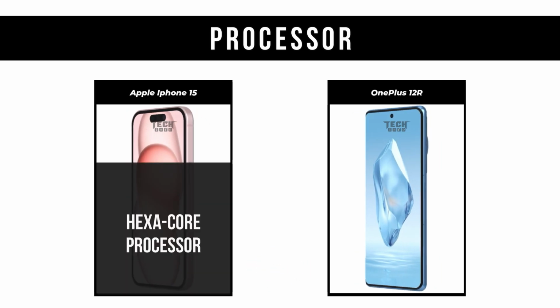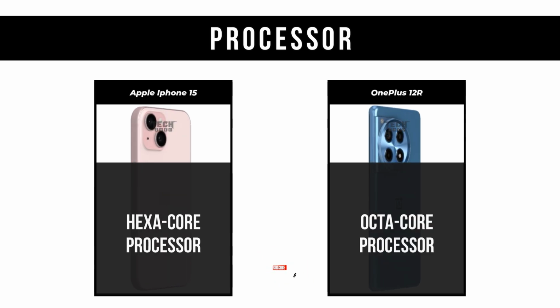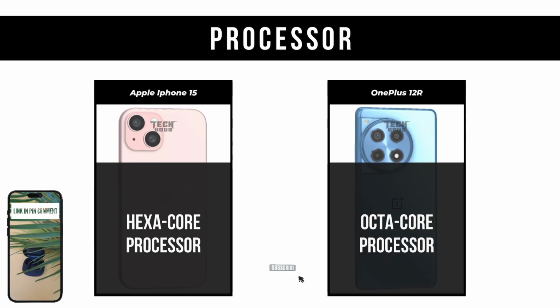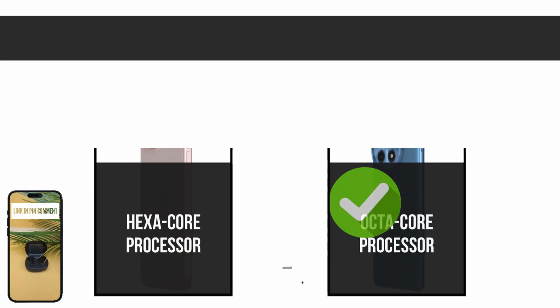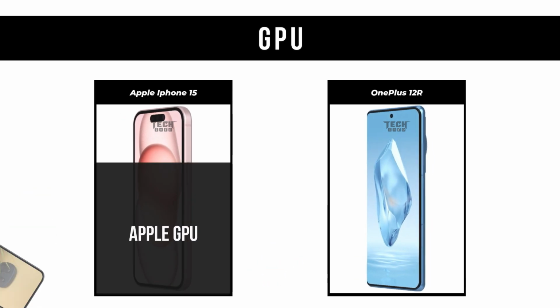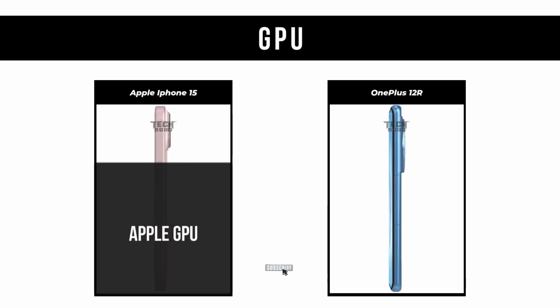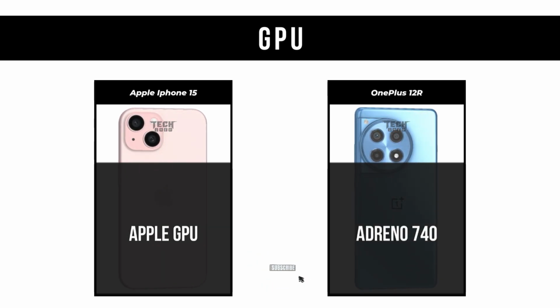Processor. Apple iPhone 15 is Hexacore processor. OnePlus 12R is Octa-core processor. GPU. Apple iPhone 15 is Apple GPU. OnePlus 12R is Adreno 740.